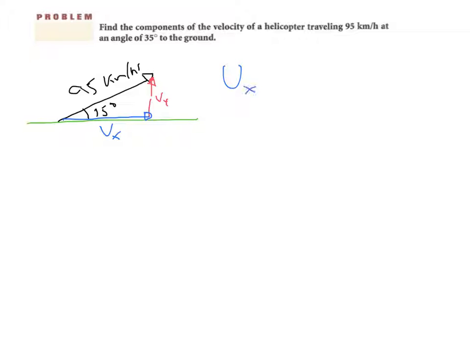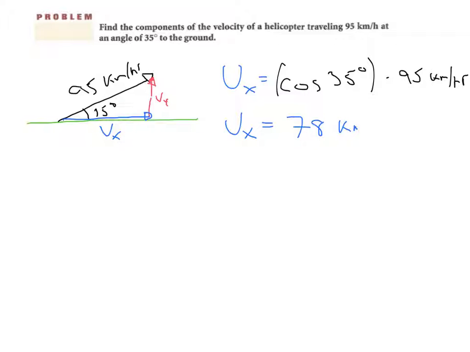To find v sub x, we have the adjacent side, and we have the angle and the hypotenuse, so we're going to use cosine. To find v sub x, we do cosine of 35, and then multiply that by the hypotenuse, which is 95 kilometers per hour. Multiplying those together, we get v sub x is equal to 78 kilometers per hour.